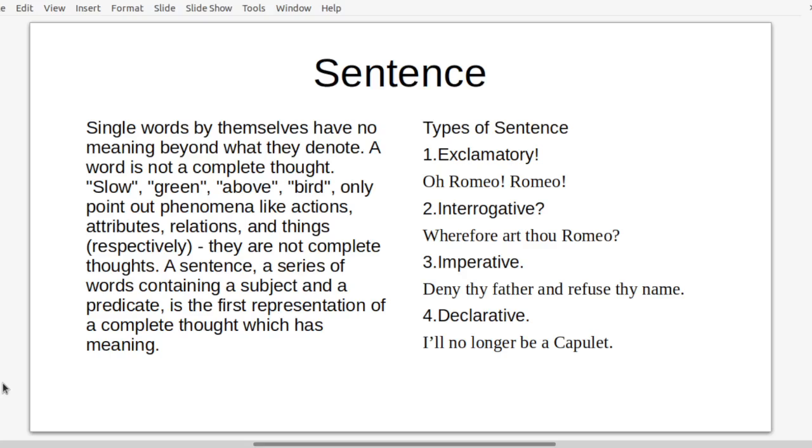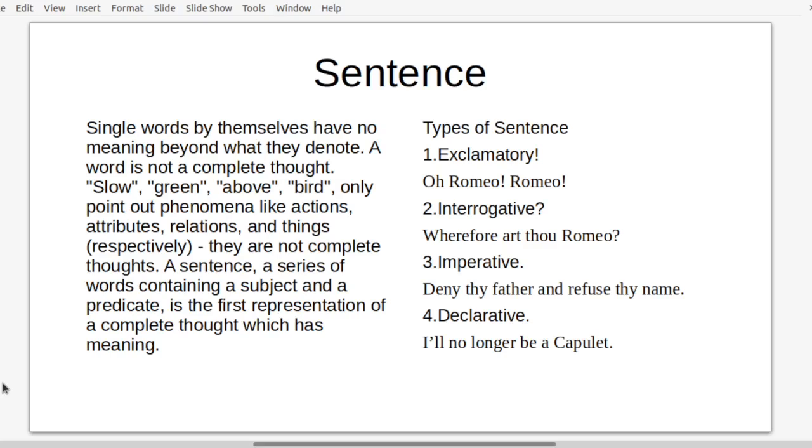Now, finally we come to the sentence. Single words by themselves have no meaning beyond what they denote. Covered that. A word is not a complete thought. Slow, green, above, bird only point out phenomena like actions, attributes, relations, and things, respectively. They are not complete thoughts. A sentence, a series of words containing a subject and a predicate, is the first representation of a complete thought which has meaning.